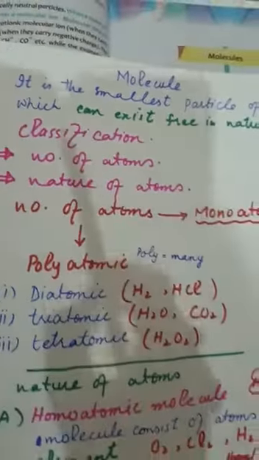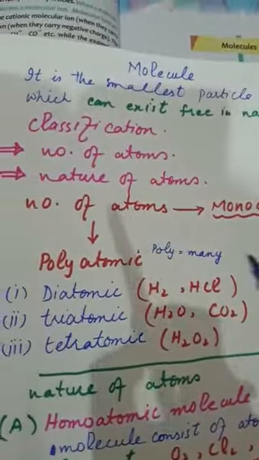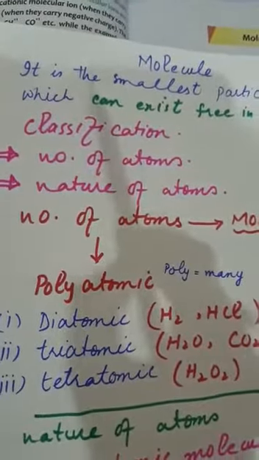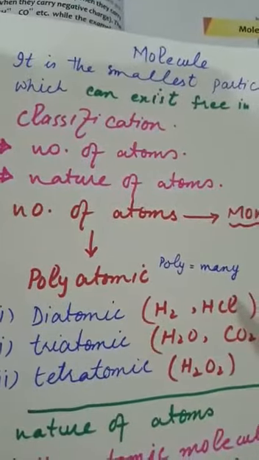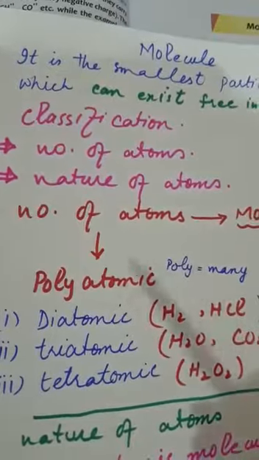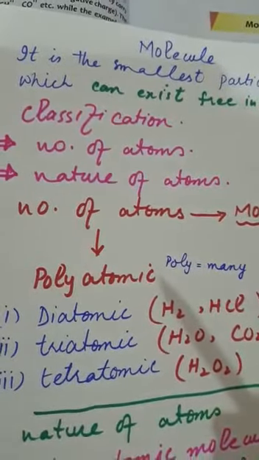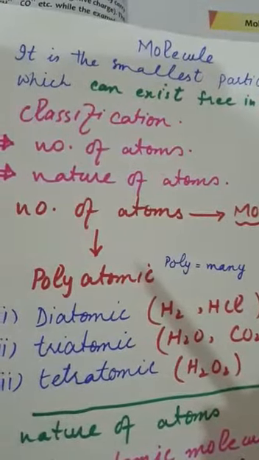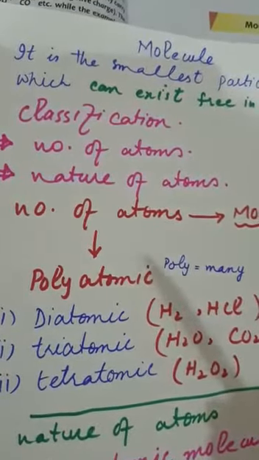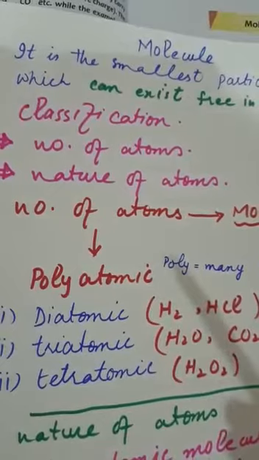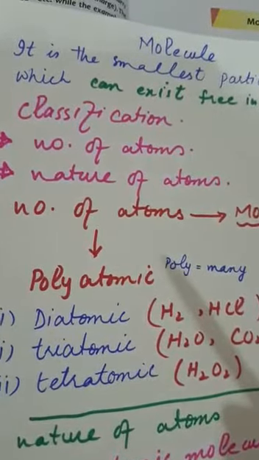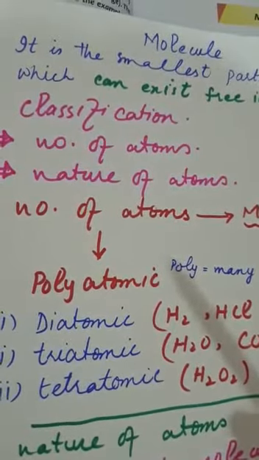First of all we will discuss the classification of molecules on the basis of the number of atoms. In this topic we will count the number of atoms which are present in a single molecule. This classification is very important because it is based only on the number of atoms. It's not related to the nature of the atom. We will just focus on how many atoms are present in a single molecule.